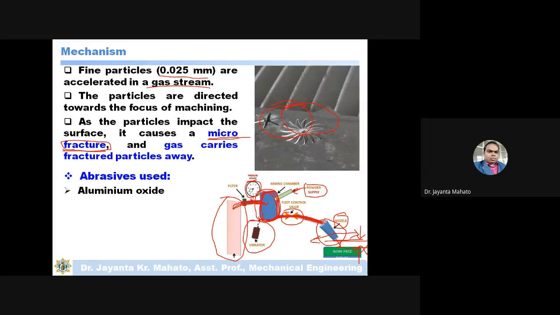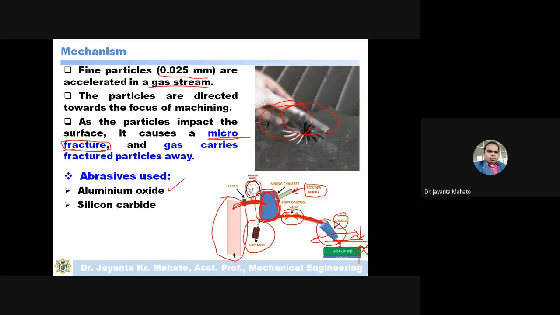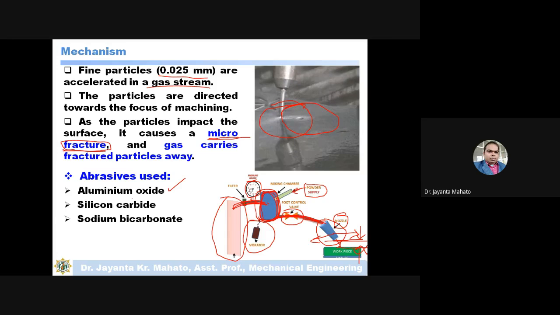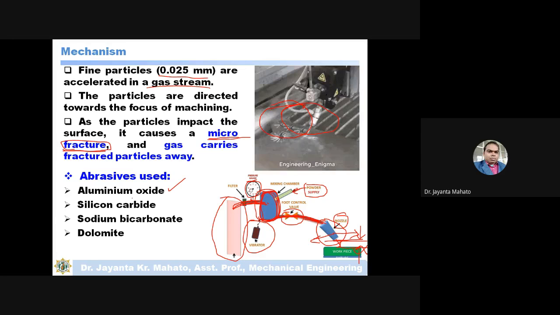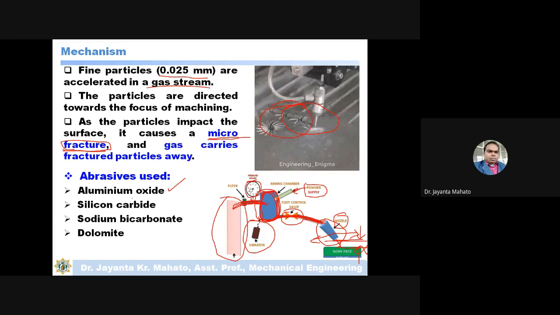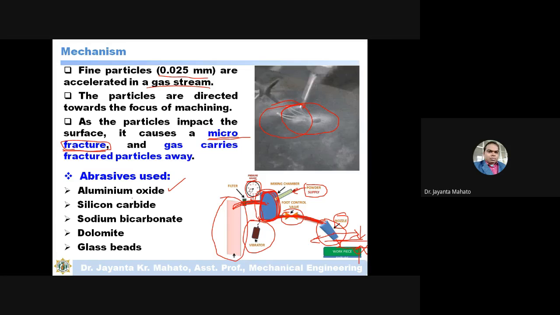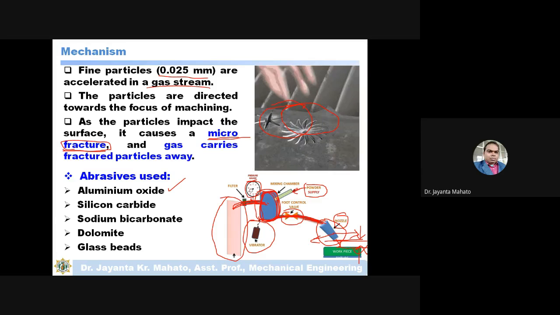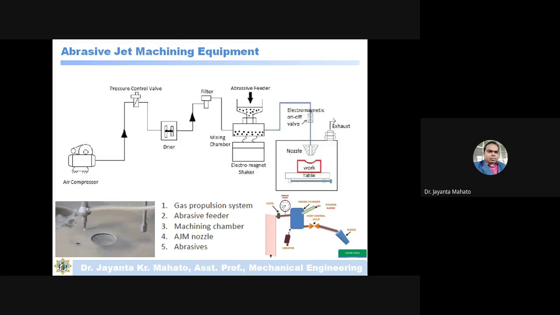So these types of abrasives are used, like aluminum oxide, silicon carbide, sodium bicarbonate, dolomite, okay, and glass beads. These are different types of abrasives used in this abrasive jet machining process. Okay. So this is the equipment, means block diagram for abrasive jet machining.